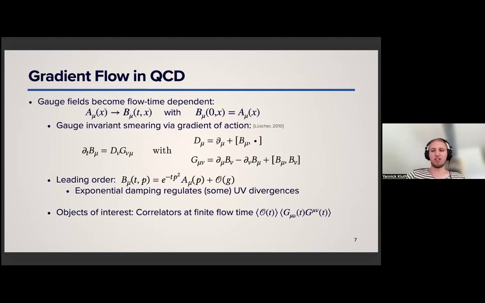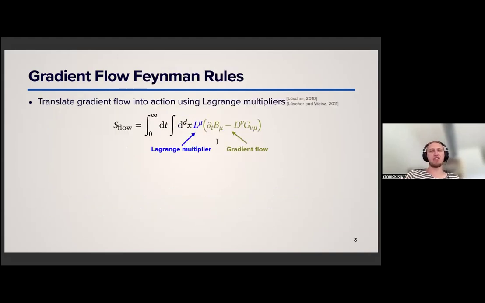Of course, to do such a calculation, we want to translate this idea of the gradient flow to Feynman rules. The basic idea that we use to do this is Lagrange multipliers. We started from the gradient flow equation before, the flow for the gauge field, which is basically this green bracket here. We can simply implement that in the path integral by using Lagrange multipliers. These Lagrange multipliers enforce that the gauge fields exactly fulfill this flow equation. This is supplemented with the initial condition that at vanishing flow time, this flow gauge field is the same as the standard quantum gauge field.